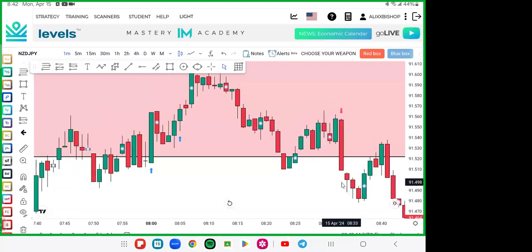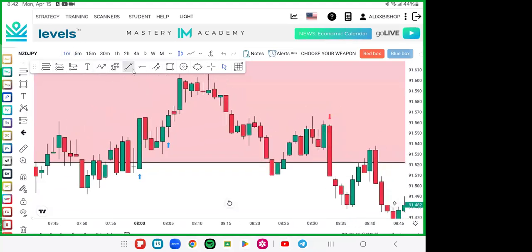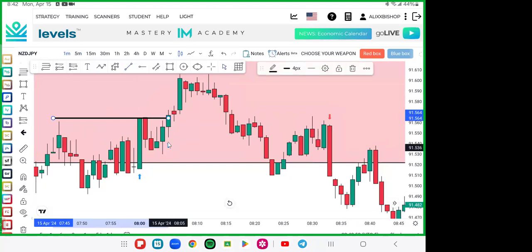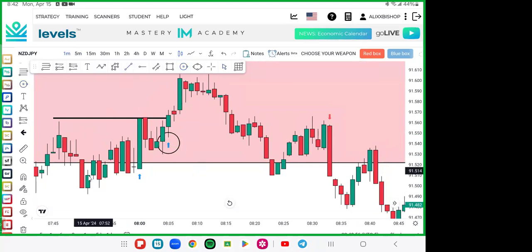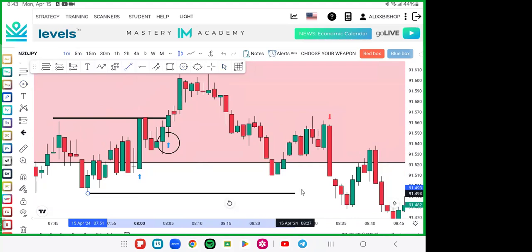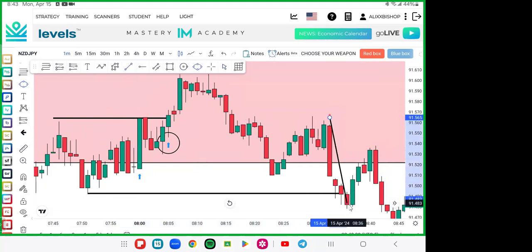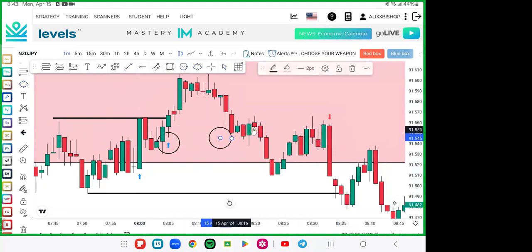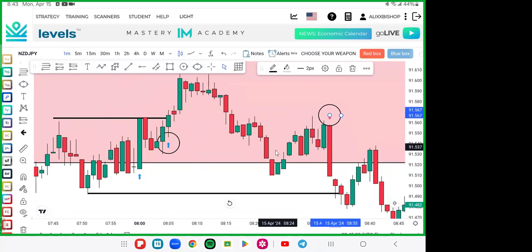I can't even zoom in that far. But notice how levels is actually letting me know we just broke structure to the upside. We get a blue arrow saying bullish, bullish, bullish. And then what happens? We actually break and close below. And this actually looks pretty good now, right? Bearish rally. But what is levels letting us know? We went from buys, buys, buys to sells, sells, sells.